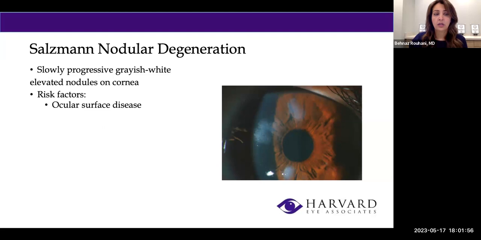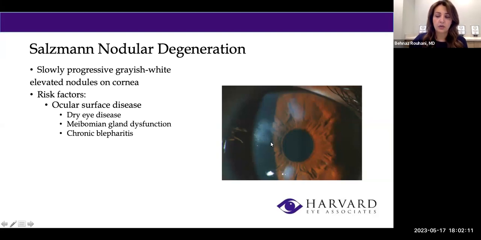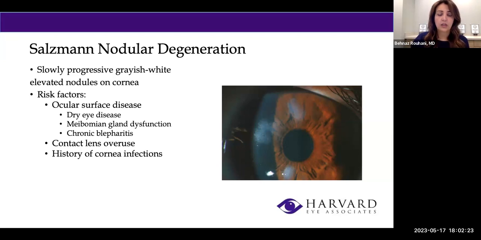Risk factors are ocular surface disease, and again, those who have long-term dry eyes, meibomian gland dysfunction, blepharitis, those topics that we already covered, can develop these rough spots on the cornea over time. Contact lens wearers who keep their contacts in for too long are at risk of developing Salzmann nodules. A history of cornea infections can put patients at risk of developing these nodules. Trichiasis is a condition where the eyelashes grow inwards rather than outwards, causing some roughness on the surface. So that's another thing that can cause this issue.